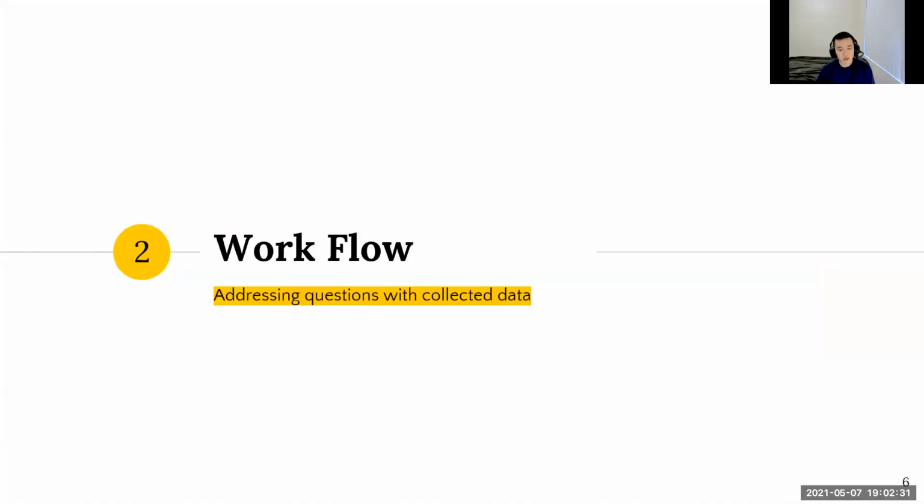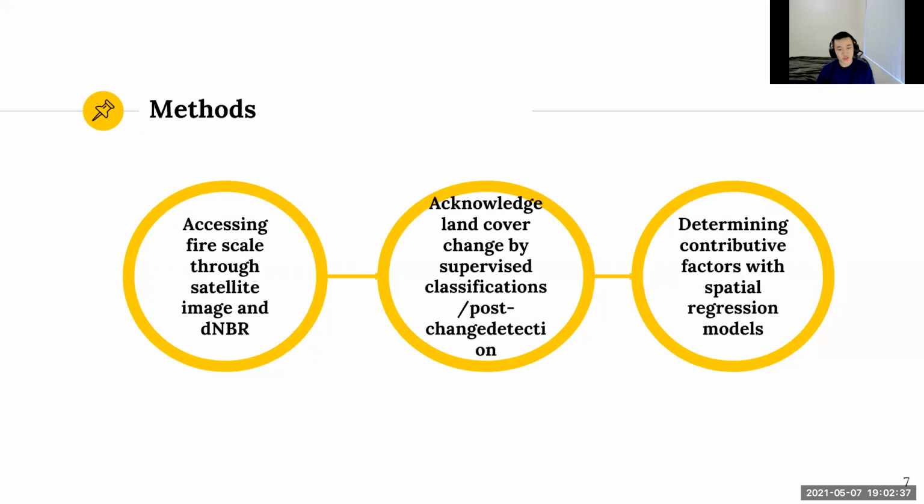Then we come to the workflow section, which lists down how the entire project progresses. First, we need to know the fire scale of the Zhicong fire. Then we need to compare the land cover change to find out which vegetation fuels the fire. Finally, I will evaluate other factors using GeoDa spatial regression models.